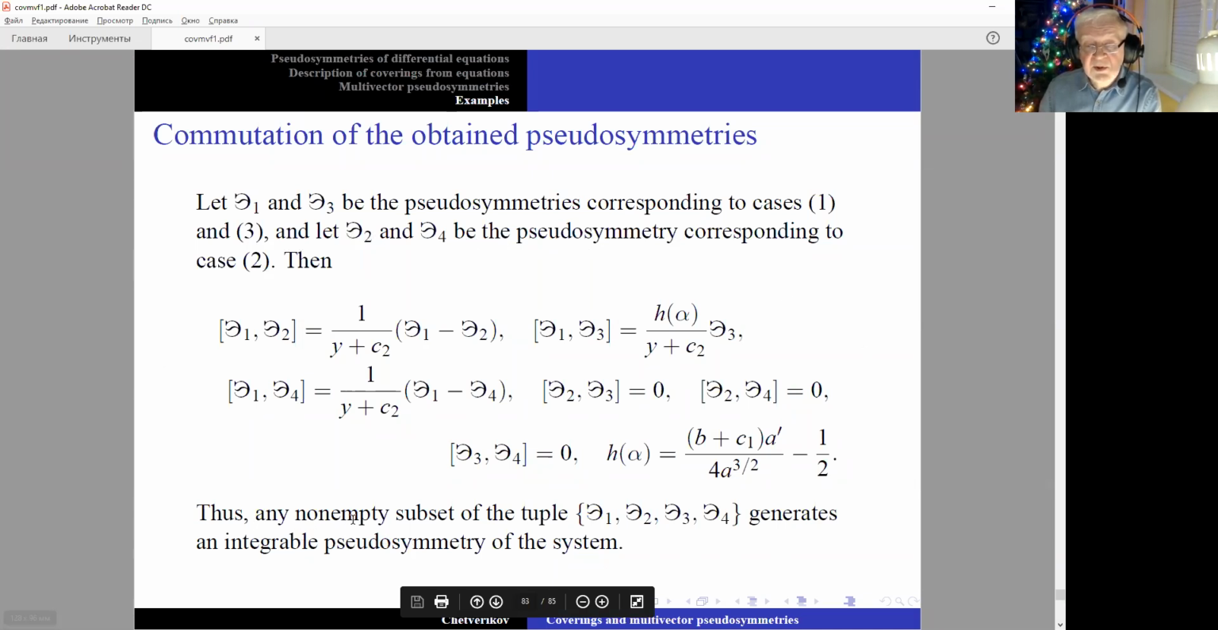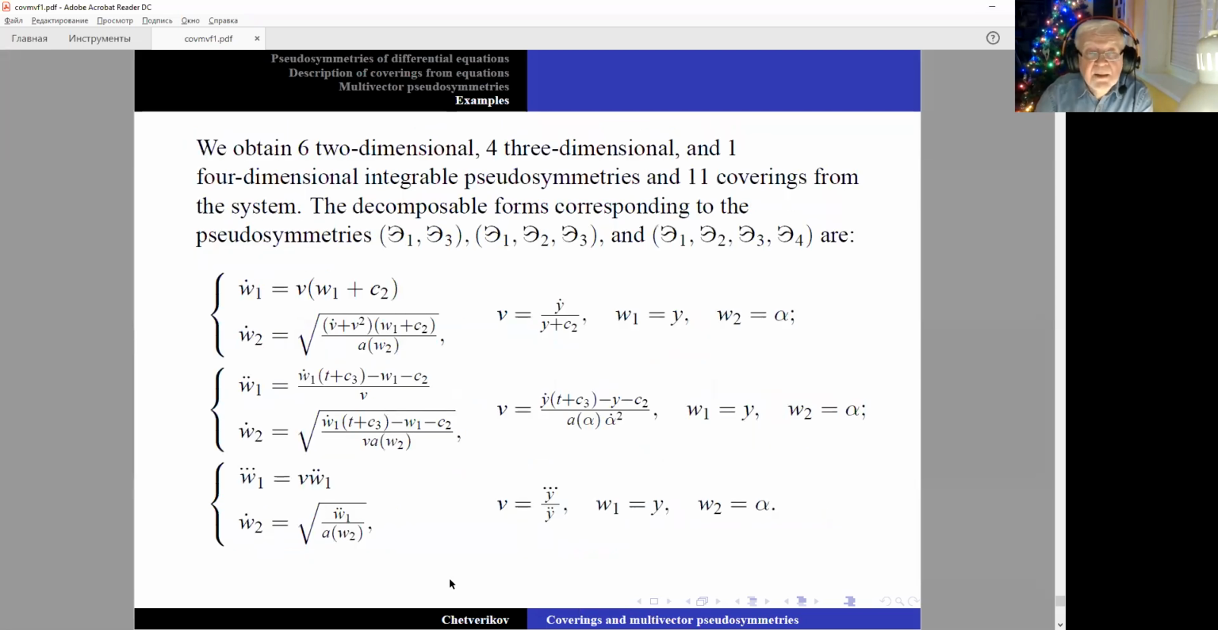Thus, any non-empty subset of the tuple generates an integrable pseudosymmetry of the system of Kapitsa's pendulum. Thus, we obtain 6 two-dimensional, 4 three-dimensional, and 1 four-dimensional integrable pseudosymmetries, and 11 new covariants for the system.